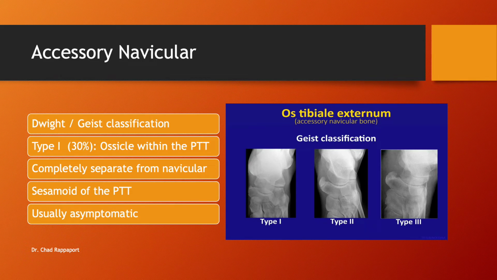The classification system for an accessory navicular was initially described by Dwight, but later expounded upon by Geist. Type 1, which occurs about 30% of the time, is a true ossicle within the confines of the posterior tibial tendon. It is completely separate from the navicular and is a true sesamoid of the posterior tibial tendon. It's usually asymptomatic.